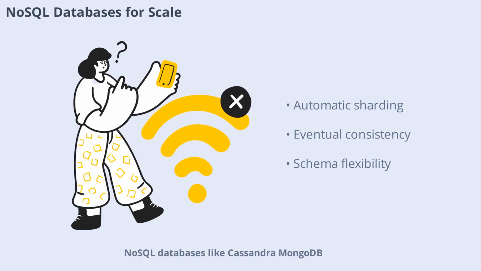NoSQL databases like Cassandra, MongoDB, and DynamoDB are built for horizontal scaling from the ground up. They offer built-in sharding, eventual consistency, and flexible schemas. NoSQL is ideal for workloads that need to scale writes and handle large volumes of data. However, they require different query patterns, often lack joins, and may provide only eventual consistency. For many modern applications, NoSQL databases are the backbone of scalable, high-performance systems.